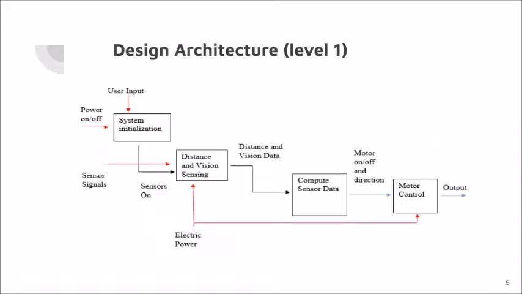So breaking that down, our user input and power on and off are going to system initialization. Once it's initialized, its sensors are on, and you have sensor signals going to distance and vision sensing. That also has electric power given into it because it needs that to run. Distance and vision data then goes to compute sensor data, and by computing that sensor data, you have motor on and off and direction. That goes into motor control as well as electric power, which gets you to the desired output, which is different for offense and defense.